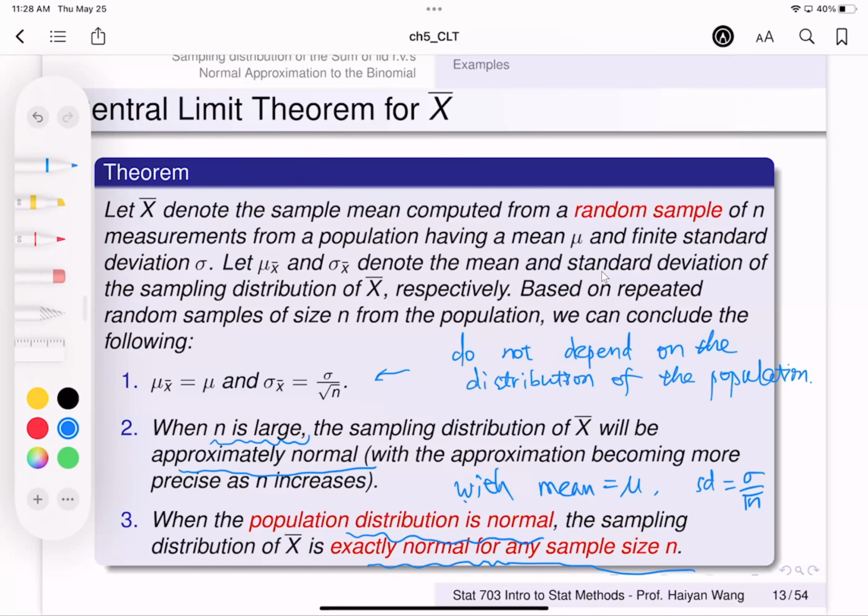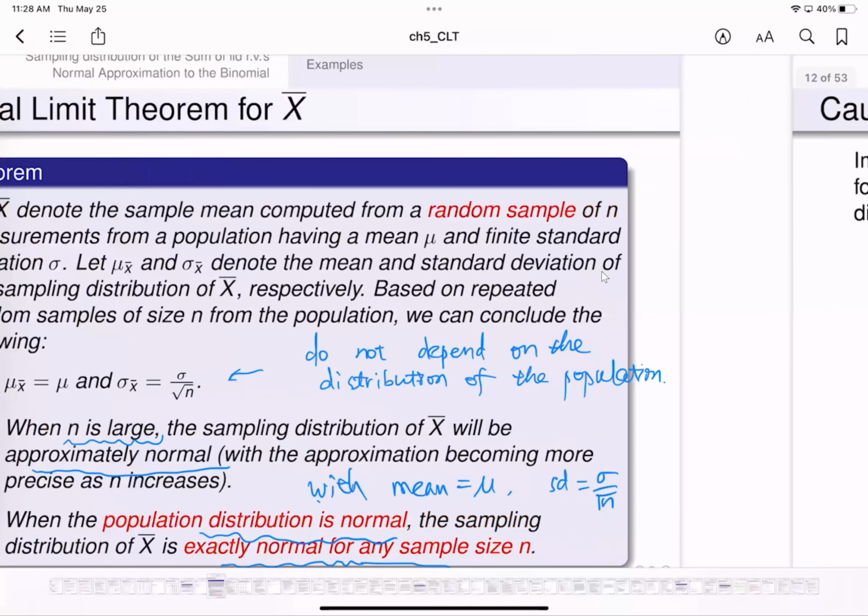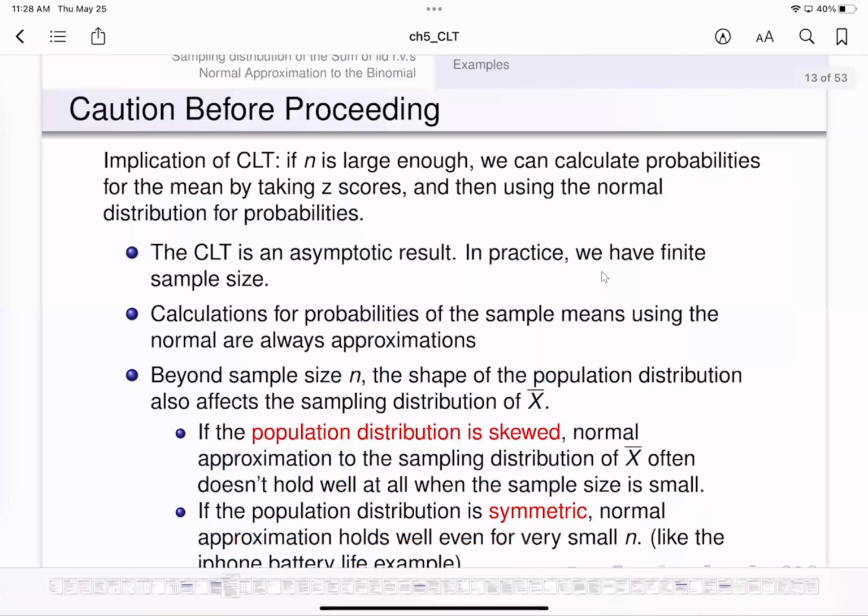Okay, so that's the central limit theorem. Basically, what the central limit theorem says is that if the sample size is large, we can use the normal distribution to compute any probabilities related to x bar. Similarly, we can also use the normal distribution to consider percentiles related to x bar. And this result is for the large n case. In practice, we only have a finite sample size n, and then we use this approximation.